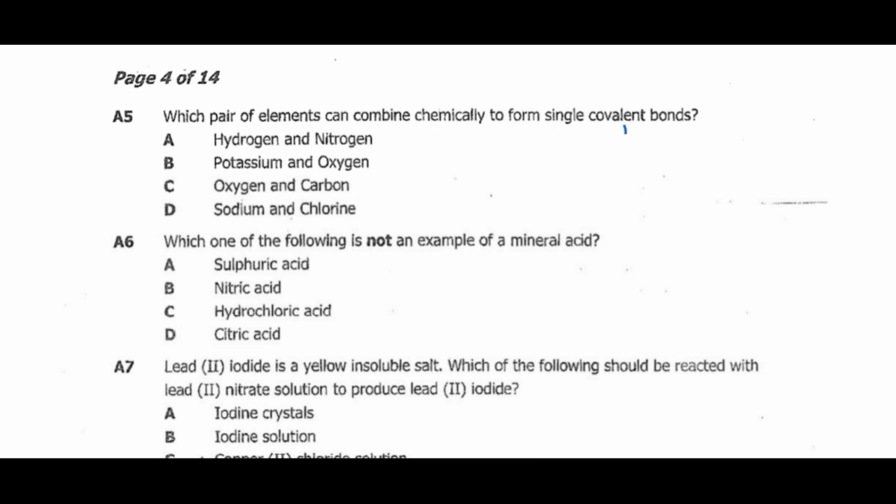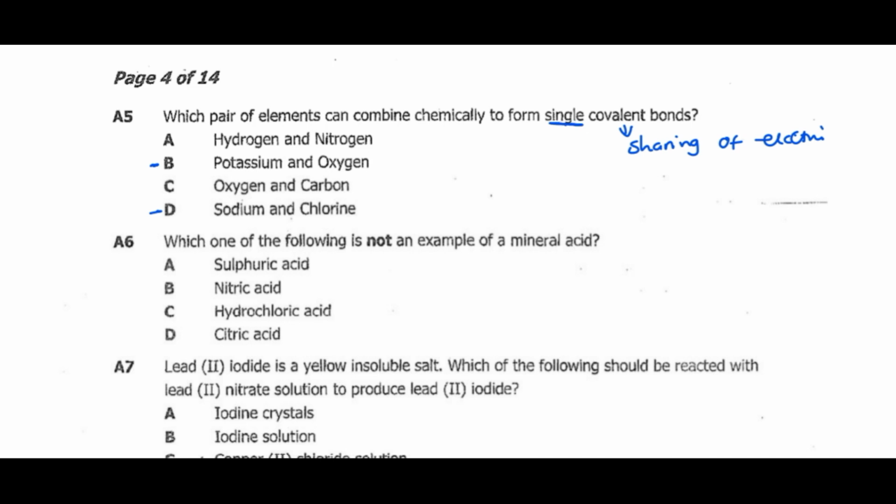Covalent has to do with the sharing of electrons, while ionic has to do with the transfer. For us to have ionic bonding, we know that we need a metal and a non-metal. So B and D cannot be the answers. Now the key point here is we want a single bond.